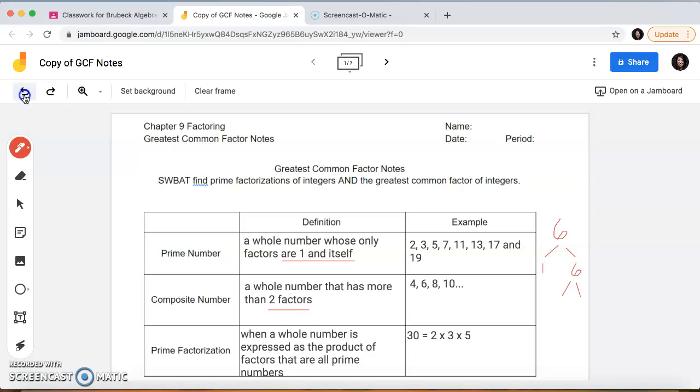Finally, we have prime factorization. That is when a whole number is expressed as the product, meaning multiplication, of factors that are all prime numbers. So let me give you an example. Let's use the number 30.